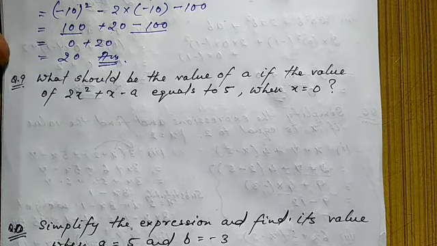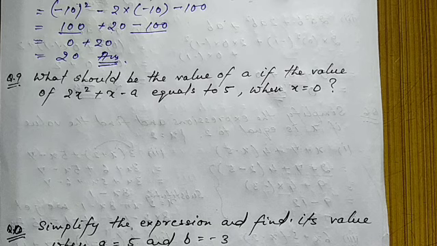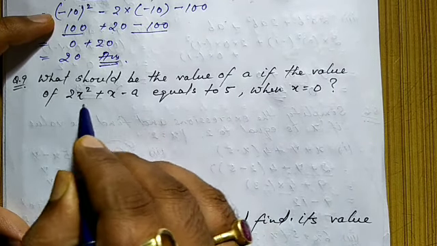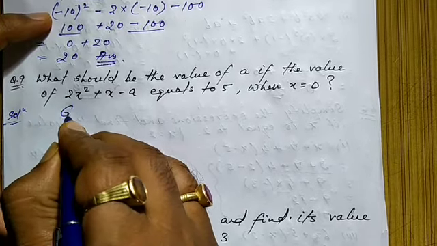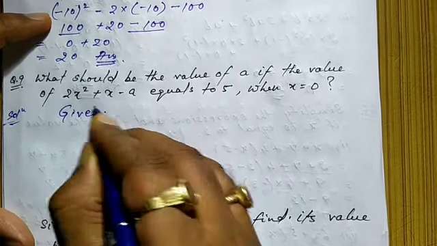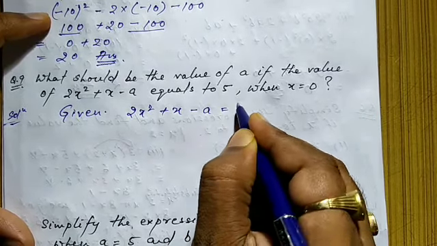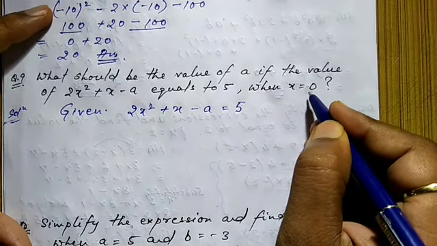Come to question number 9. What should be the value of a if the value of 2x square plus x minus a equals 5, when x is equal to 0? Good question. Here you have to find the value of a. So, solution: what is given? Given that 2x square plus x minus a is equal to 5, and second thing, when x is equal to 0.